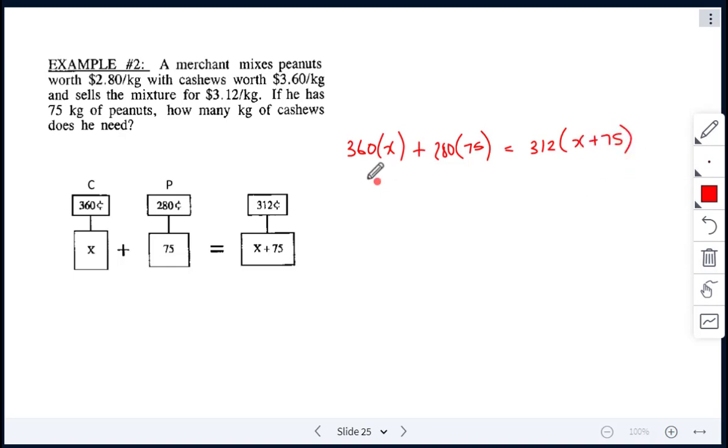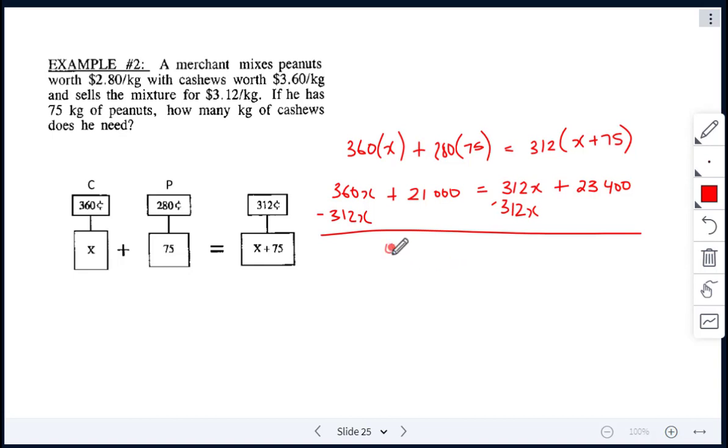Okay, so multiplying everything out here, this gives me 360x plus 280 times 75, which is 21,000. Then here we end up with 312x plus 312 times 75, which is 23,400. All right, so let's collect like terms and solve for x. So let's subtract the 312x on both sides.